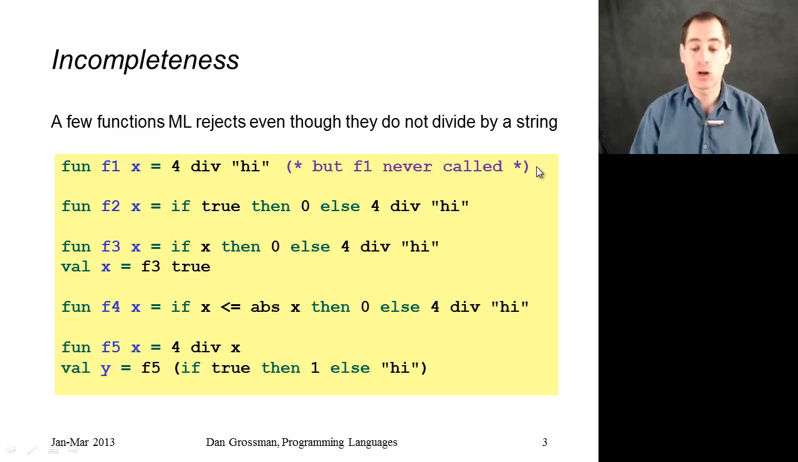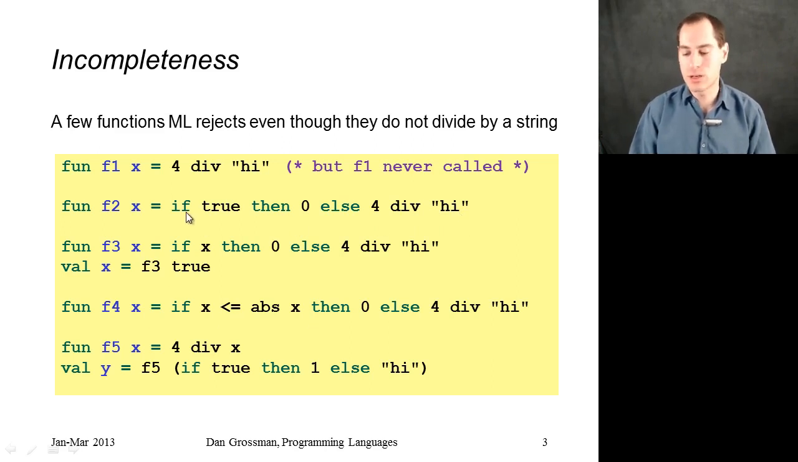If f1 is never called, then the fact that calling it would divide by a string doesn't matter. But ML is not so lenient. It reports that the entire program has the dividing by string disease. The second example is arguably even more of a false positive because the 4 divided by the string high is in a part of the program that could never execute.